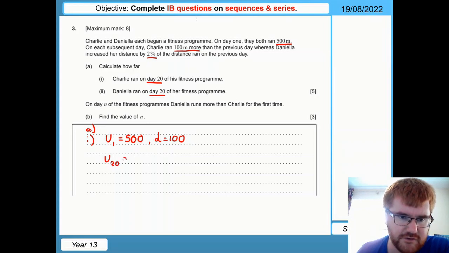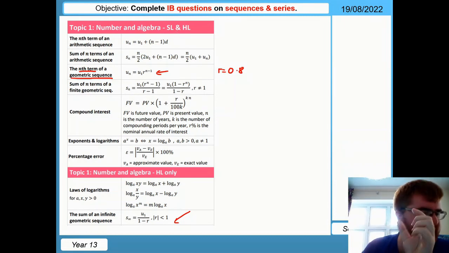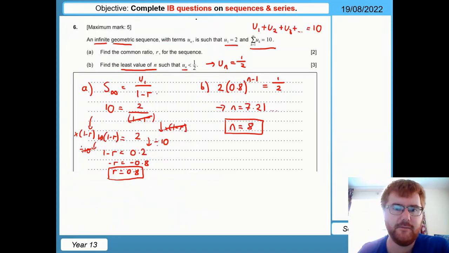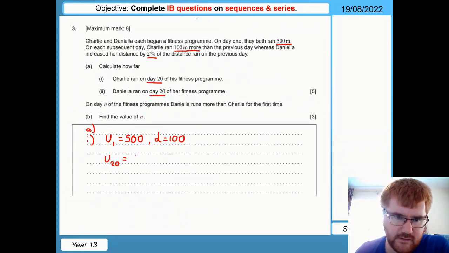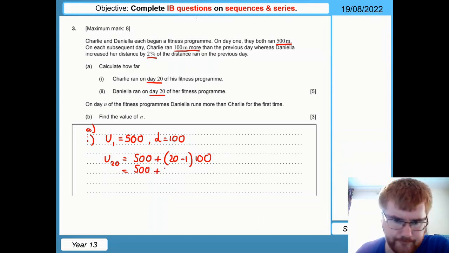Now this is where we can use the formula. So if we go back, we are looking in this point at working out a specific value of a sequence, which means we're looking at this formula. So Un, or in this case U20, is equal to U1 plus 20 minus 1 times the difference. So if we copy this across, we get U1, which is 500, plus 20 minus 1, n minus 1, times 100. So that's going to be equal to 500 plus 19 times 100. And if we work this out, again, we can do this without a calculator.